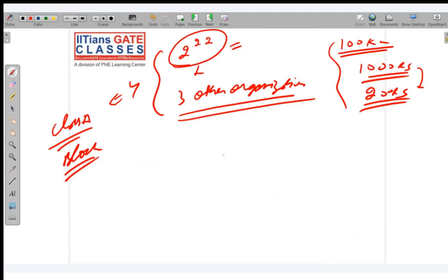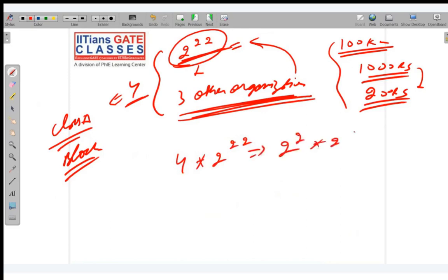Are you getting it? You need 2 power 22. You will search for 3 other organizations with similar demand. So a total of 4 organizations are there, and a class A block will be given. So what is this? 4 into 2 power 22, which is nothing but 2 power 2 into 2 power 22, which is nothing but 2 power 24. So 0 wastage.